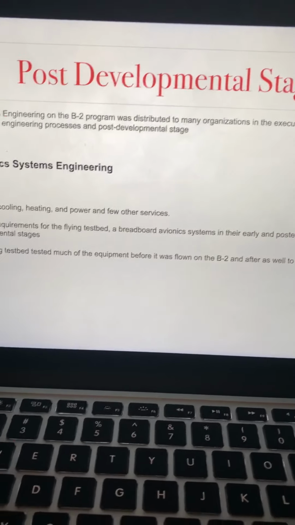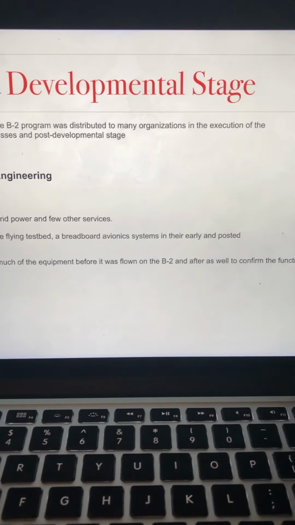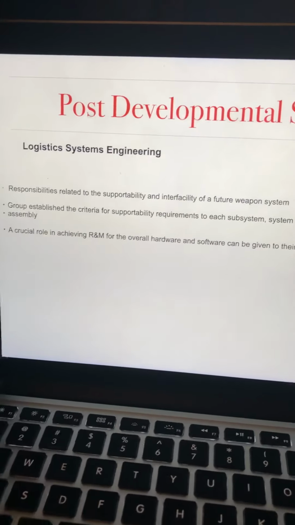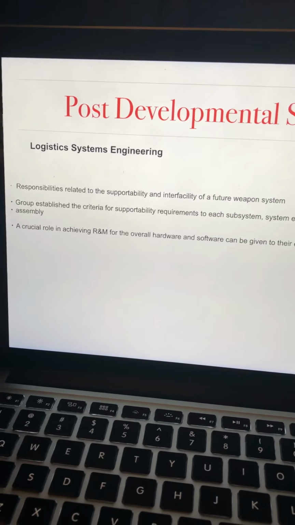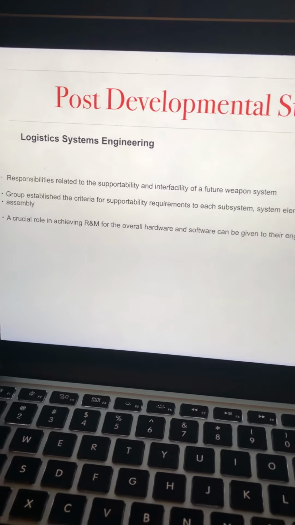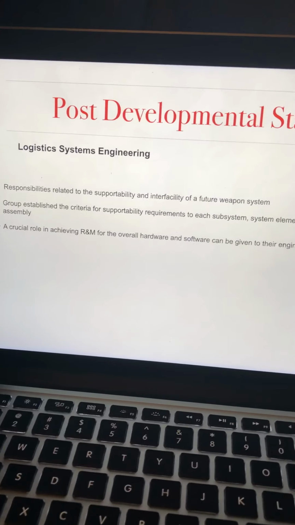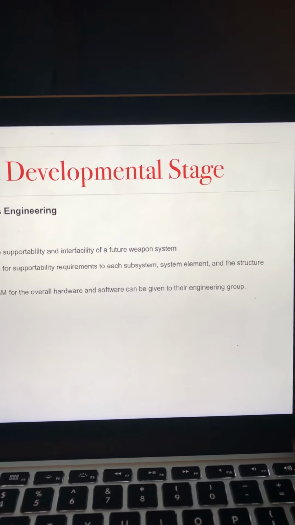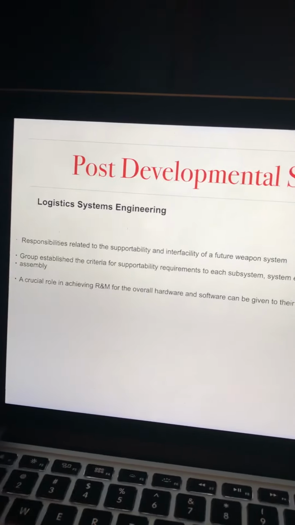The flying testbed tested much of the equipment before it was flown on the B2, and after as well, to confirm the functionality. The logistics systems engineering group had responsibilities related to supportability and interfaceability of a future weapon system, which was the B2. This group established the criteria for supportability, and requirements for each subsystem, system element, and structure assembly.